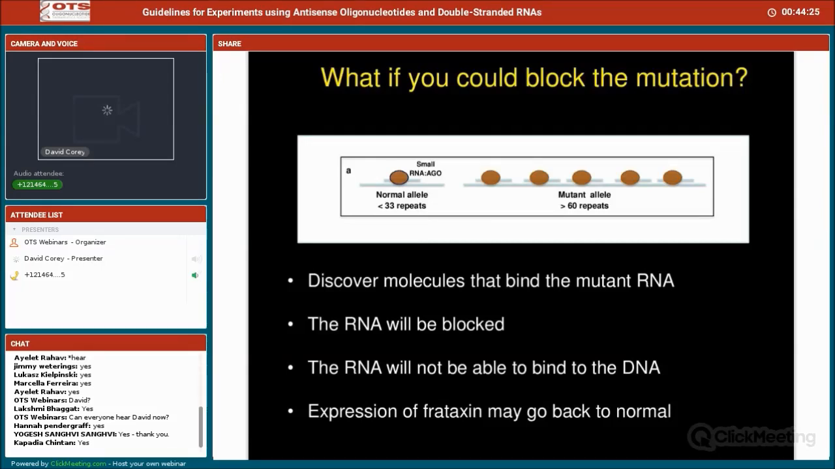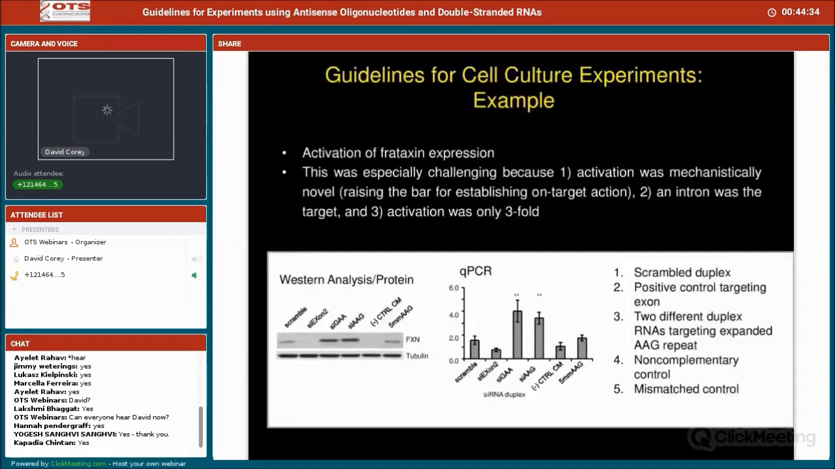and prevent the RNA from binding back into the chromosomal DNA. No R-loop formation, no applying the brake on expression. Frataxin expression should go back to normal. So here's our example of how this was applied. We designed double-stranded RNAs to target the repeat within frataxin. It was challenging because activation was mechanistically novel. The target was an intron, and activation was only threefold.